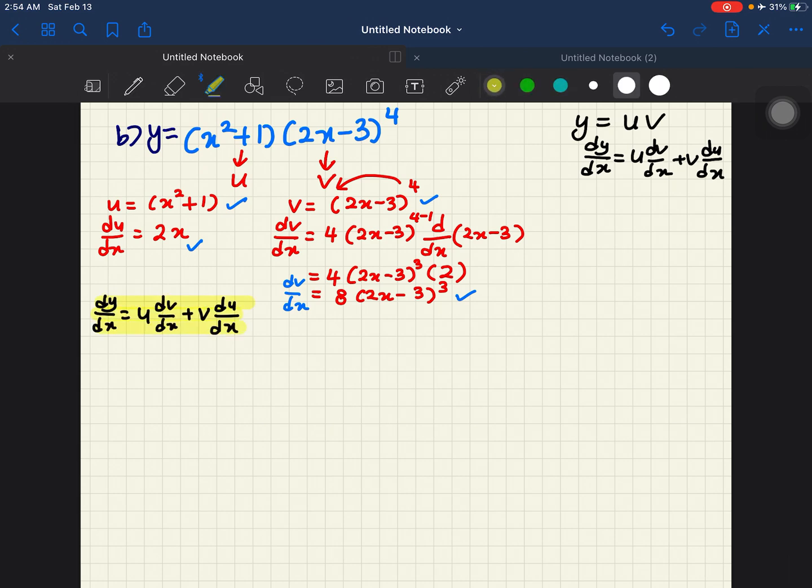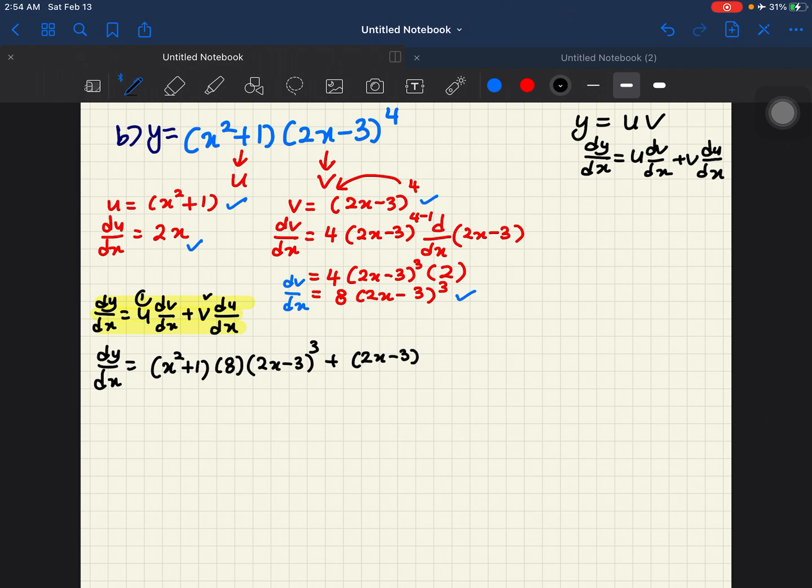Okay, so our dy/dx, starting with u. What is our u? Our u is x squared plus 1. And our dv/dx is 8 multiplied with (2x minus 3) to the power of 3, plus v. For v, we have (2x minus 3) to the power of 4 multiplied with 2 with du/dx, which is 2x.